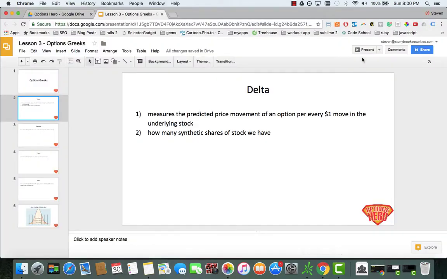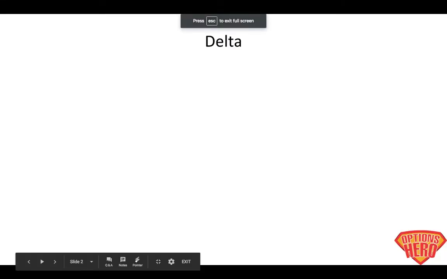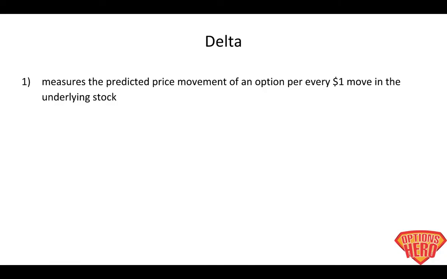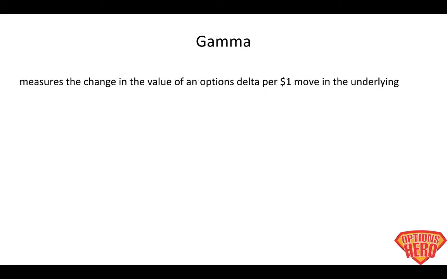Let's see what else we have here. So that is delta. Again, it measures the predicted price movement of an option per every $1 move in the underlying stock. Not only that, but it also tells us what our synthetic share equivalent is of stock in an option. That is awesome. Now, gamma. Gamma is the second Greek we're going to talk about. Gamma is kind of a daughter or son of delta. It's a derivative of delta. And gamma measures the change in the value of an option's delta per every $1 move in the stock.